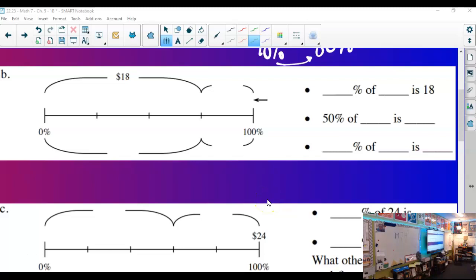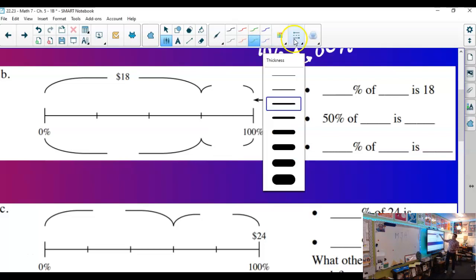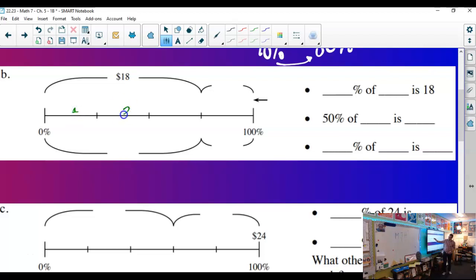For problems like B or C, you're going to want to first analyze how many sections your 100% has been split into. So we have one section here, 2, 3, 4. So you're going to take your 100% and divide it into 4 sections. Then you'll know what each of those sections is worth, percent-wise at least. Then we can calculate from there.